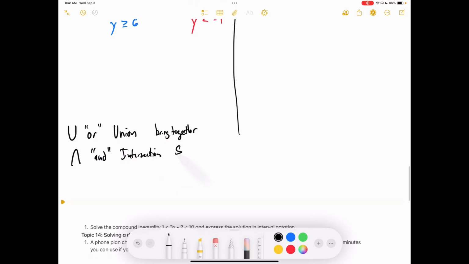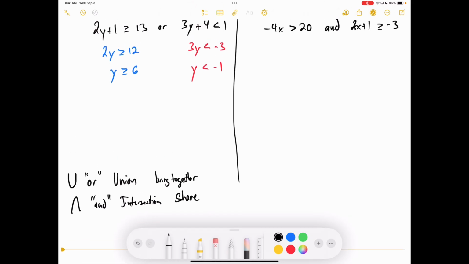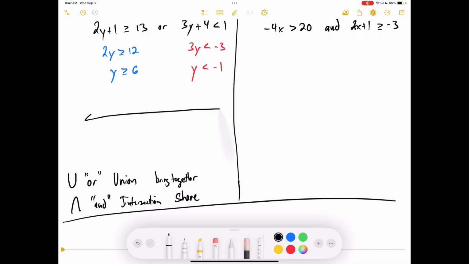Intersection, and it's what they share. Okay. The intersection is the word and. We probably won't use those symbols that much, but it's just something that goes along with those words. All right. So what you need to do on these to make them easier is I would graph them, okay?